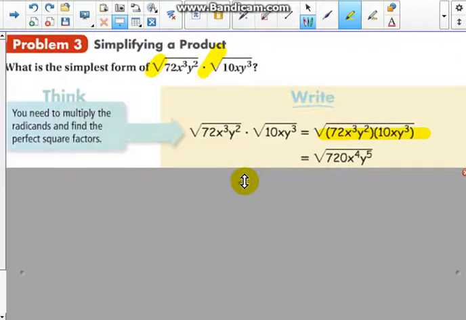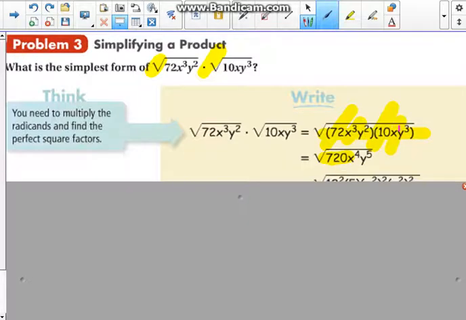And now you want to do the math. You have 72 times 10, which is 720, and x cubed times x, well, you just add the powers, because it's like x to the 1. x to the 3 times x to the 1 is x to the 4th. And then y squared times y cubed, you keep the base and add the powers, so it becomes y to the 5th.